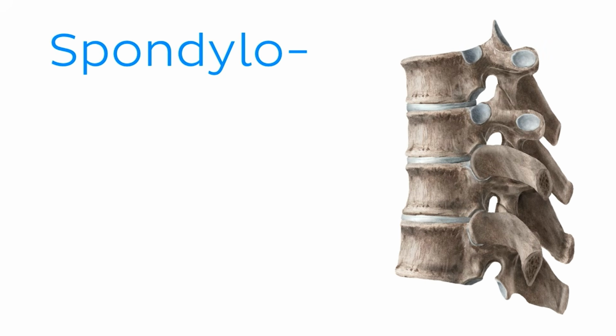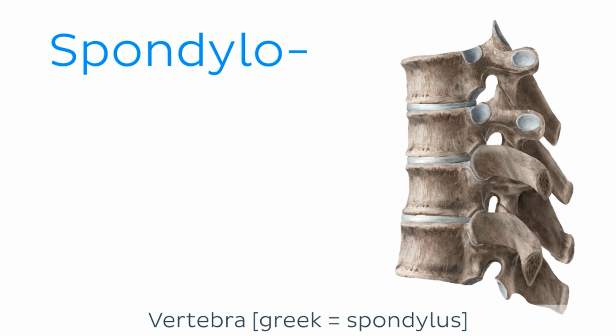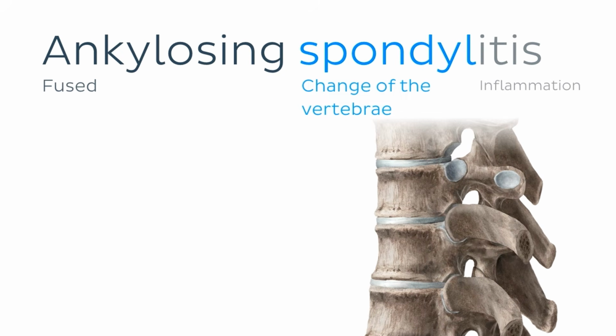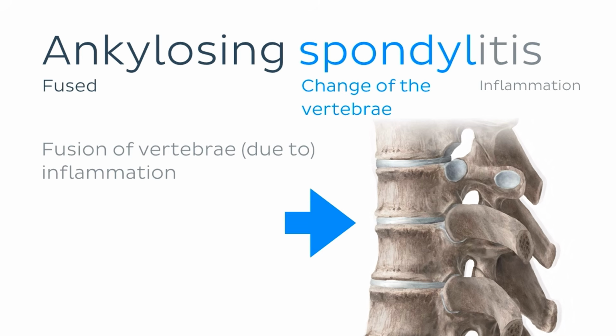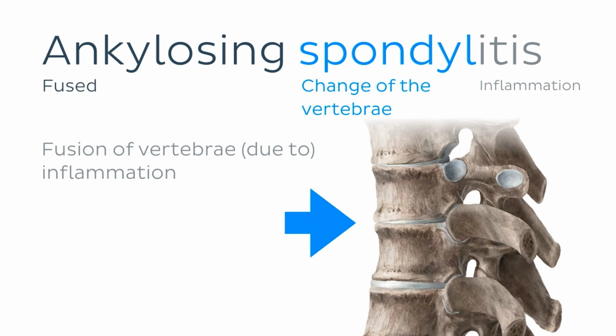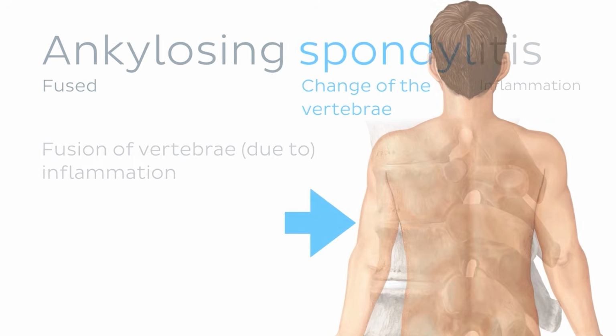Spondylo is another unusual term which actually comes from the Greek term spondylus, which is equivalent to vertebra. So you guessed it, terms which contain the prefix spondylo have something to do with the vertebral column. A common condition with this term would be ankylosing spondylitis, which is a form of rheumatoid arthritis which affects the joints and ligaments of the spine.